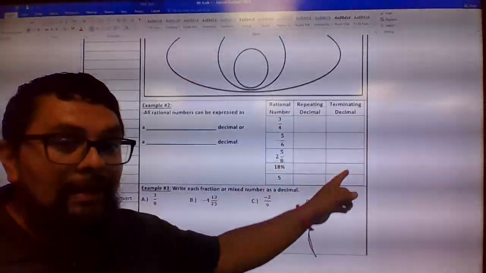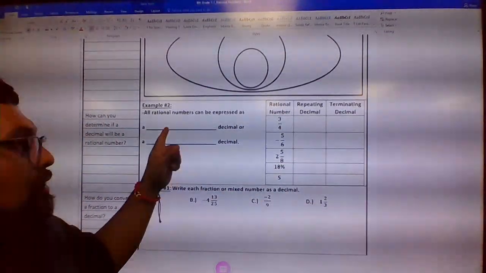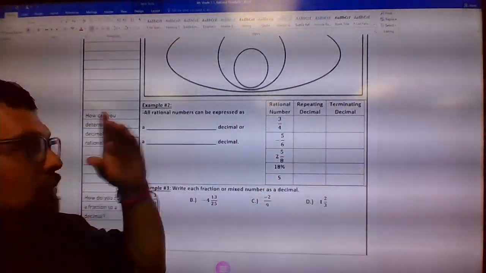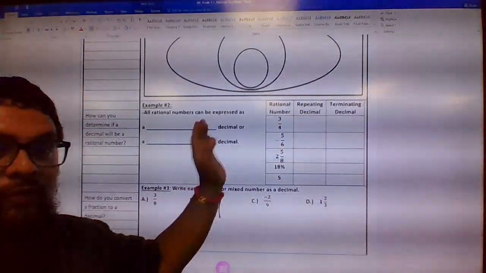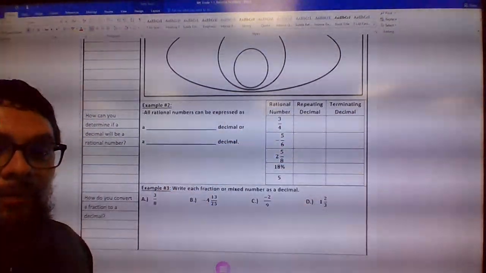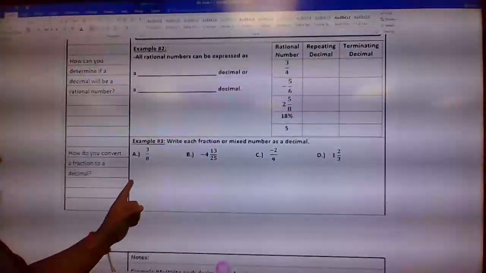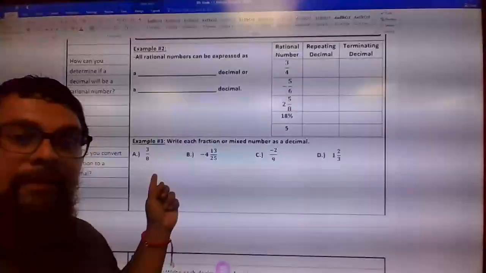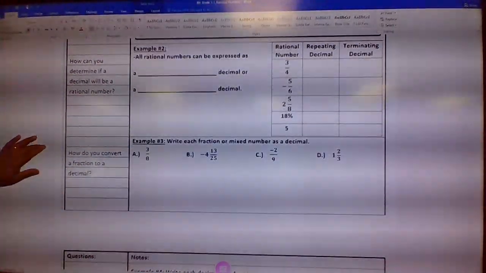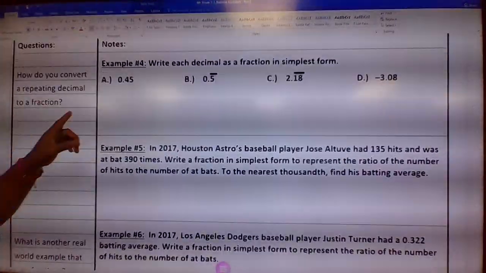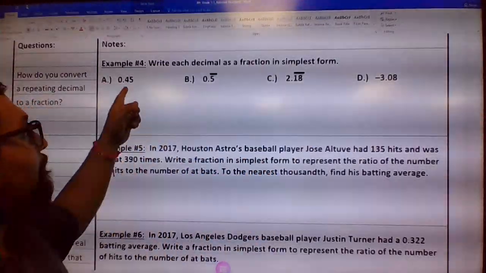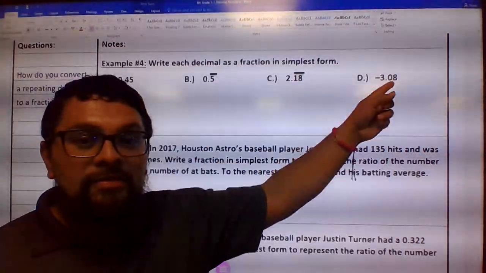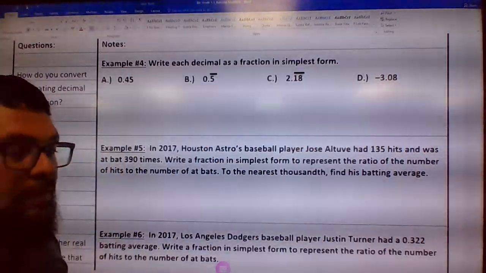Then we found out if the rational numbers were repeating decimals or terminating decimals. We changed these fractions into decimals and found out if they were repeating or terminating. Then in example four, we did it backwards. We had to change these decimals to fractions. That's what we did.